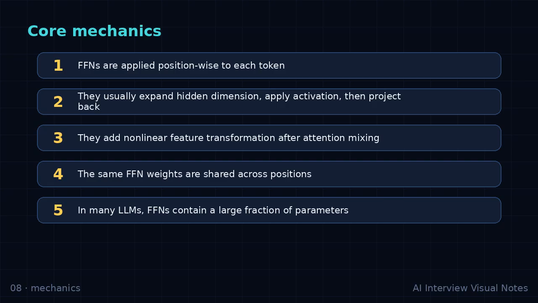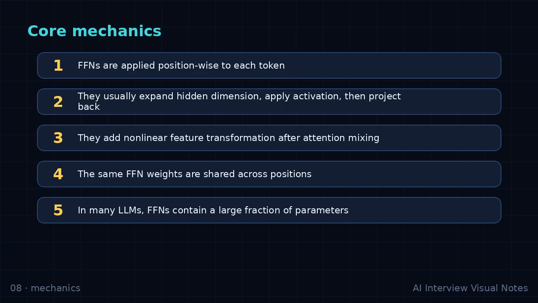Common traps. Do not confuse FFNs with attention. FFNs do not mix tokens directly. The expansion ratio affects parameter count and compute. Activation choice matters: GELU, SwiGLU, or gated variants. FFNs can dominate memory and latency in large models.